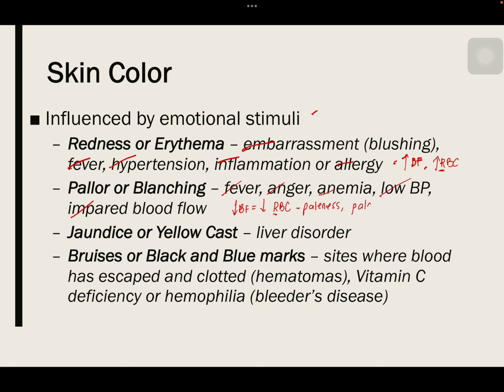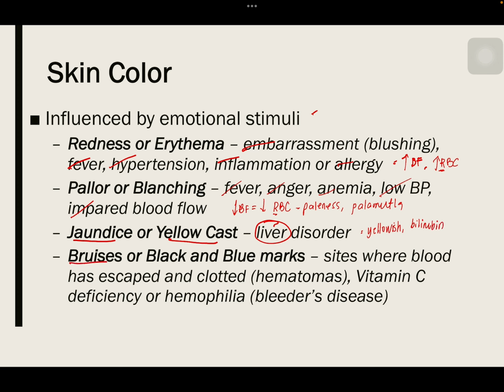Palamutla. Jaundice or yellow cast is because of liver disorder. Jaundice makes you yellowish. This is because of the presence of bilirubin.